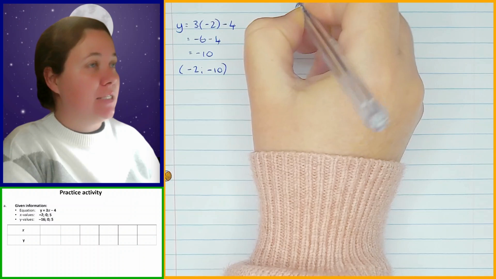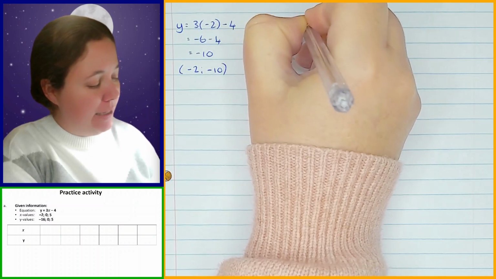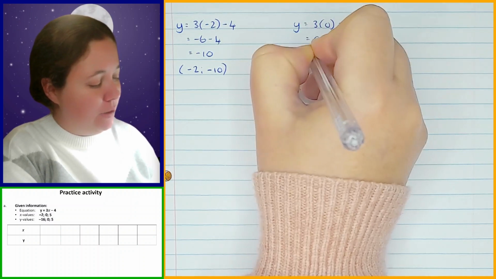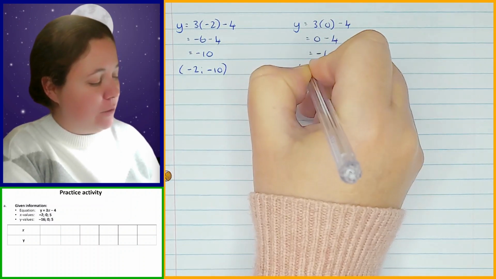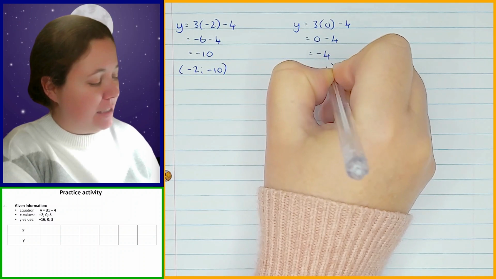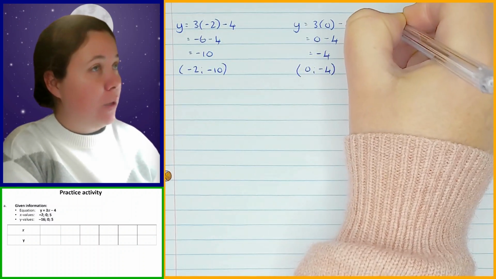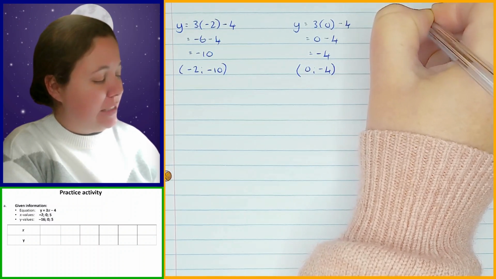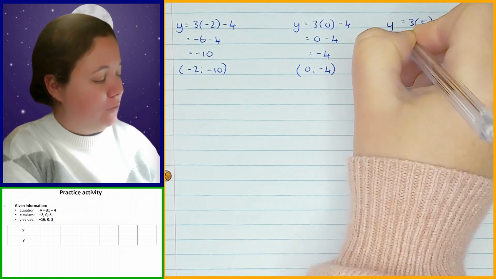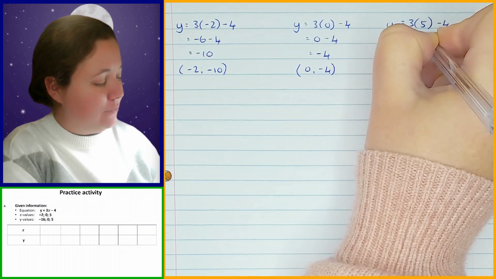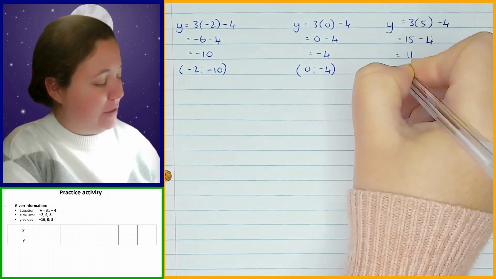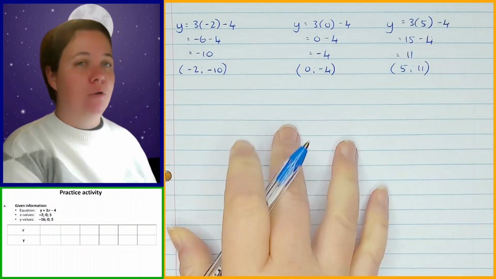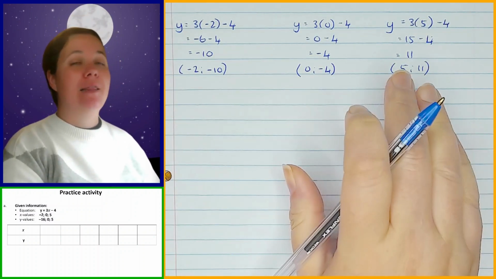Okay, then we have the x value 0. So that's y equals 3 times 0 minus 4. So that's 0 minus 4, which is negative 4. That gives me the ordered pair 0, negative 4. And then the last x value is 5. So it's y equals 3 times 5 minus 4. So that's 15 minus 4, which gives me 11. So then I have the ordered pair 5, 11. Okay, so those are the ordered pairs you should have got from the x values you were given.